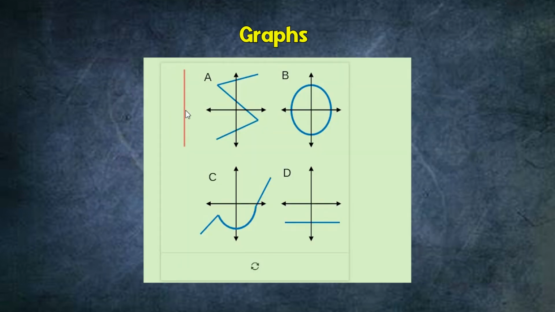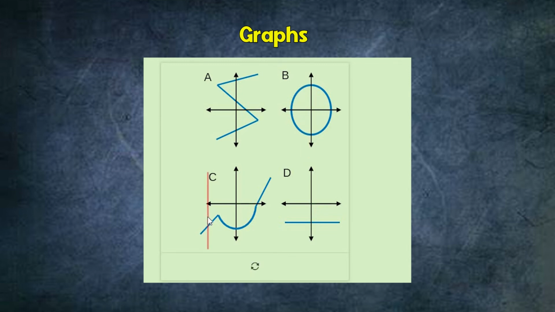So as we move this red vertical line across, in the first graph, we could see that it cuts the graph in 3 different places. For the second graph, it cuts it at 2 different places. So graph A and graph B are not functions.